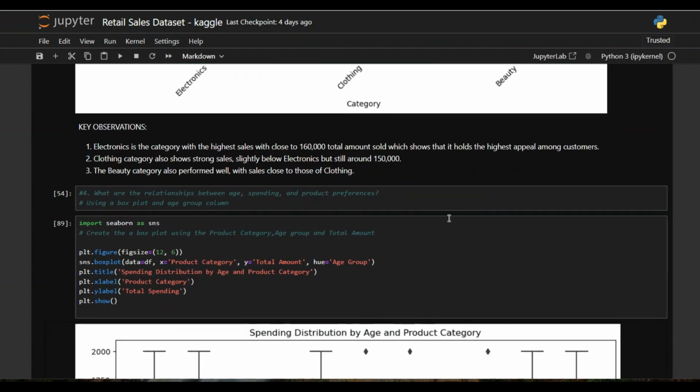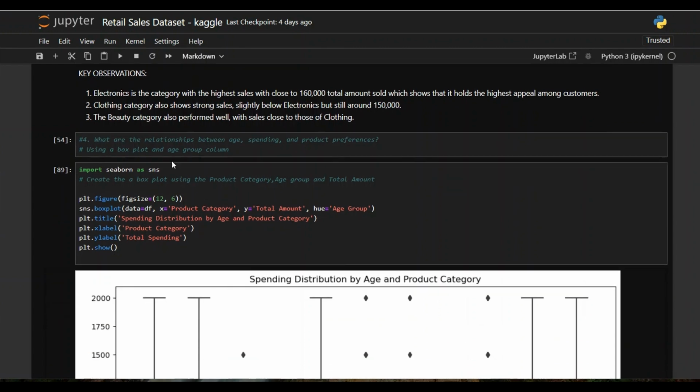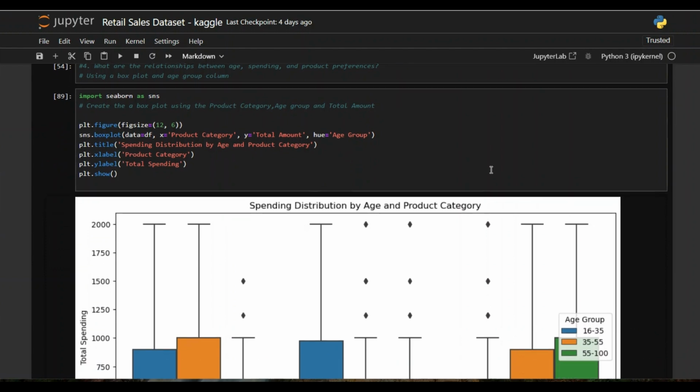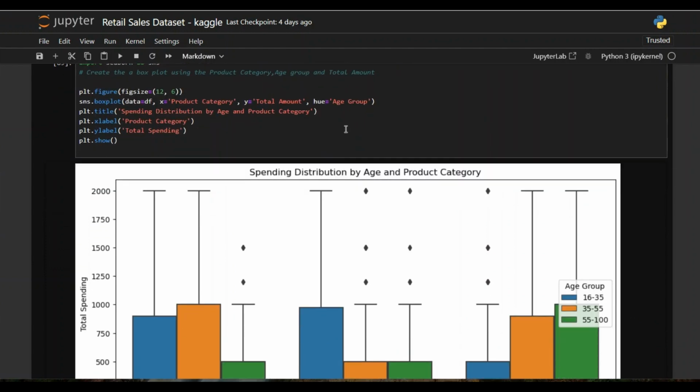Then, if we look at the relationship between the age, the spending, and the product preferences, I used a box plot, and I used the age group column that I had already created. I imported Seaborn as SNS. So for this one now, we're going to plot the box plots using the product category, the age group, and then the total amount.